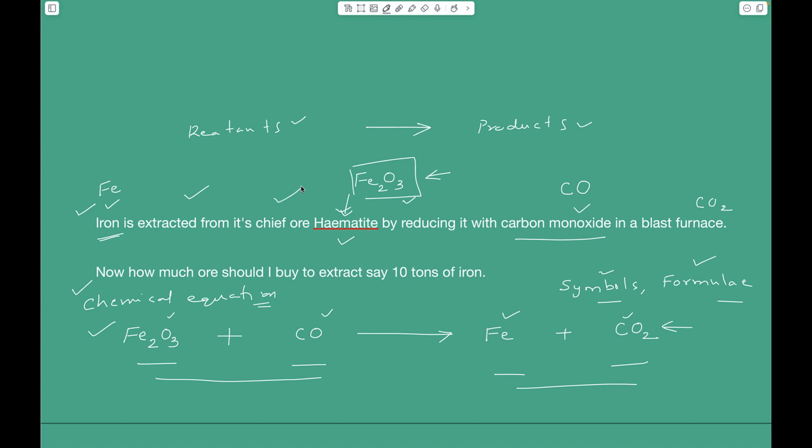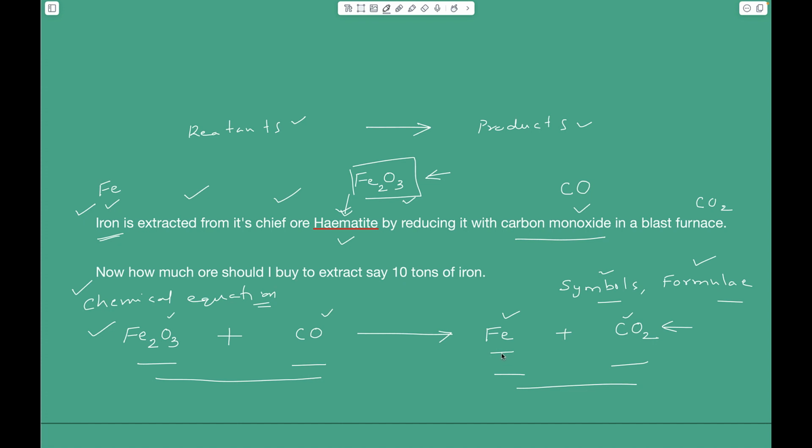But is it just a symbolic representation or is it more than that? Let us see. See, the symbols and formulae that we use in a chemical equation not only tell us what they are, but they also represent one unit of that substance. That is one chemical unit of that substance.